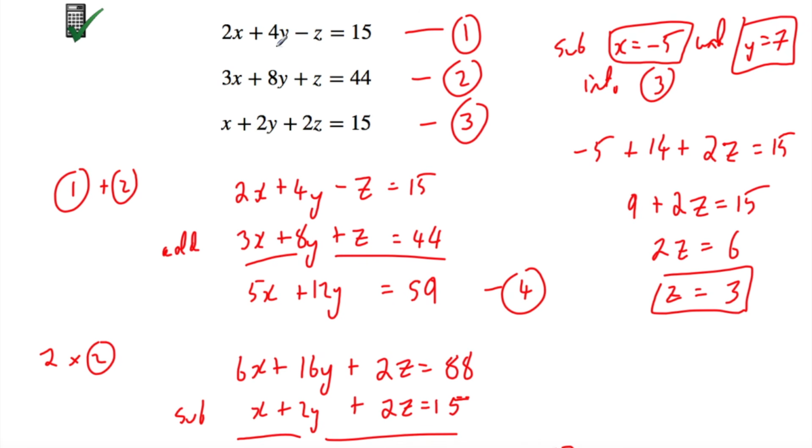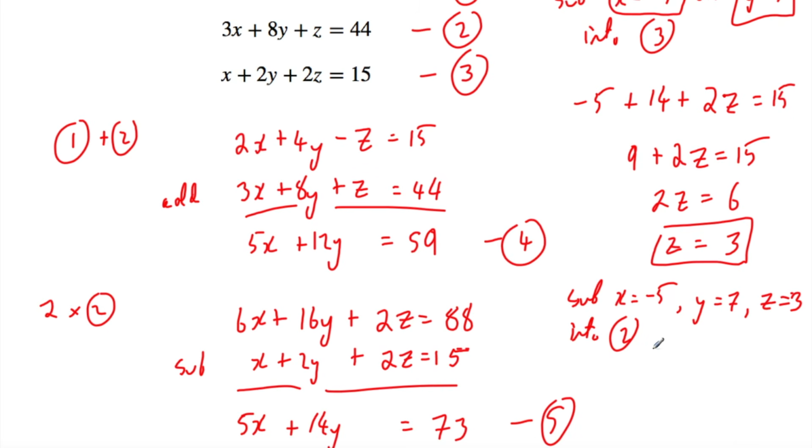I'm going to sub all of those into equation 2 to see what we get. So let's substitute those into equation 2. So 3x, that's 3 times -5, that's minus 15. Plus 8y, 8 times 7 is 56, so plus 56. Plus z, which is plus 3. And does that equal 44? Well, let's find out. Minus 15 plus 56 is equal to 41, plus 3 is 44.